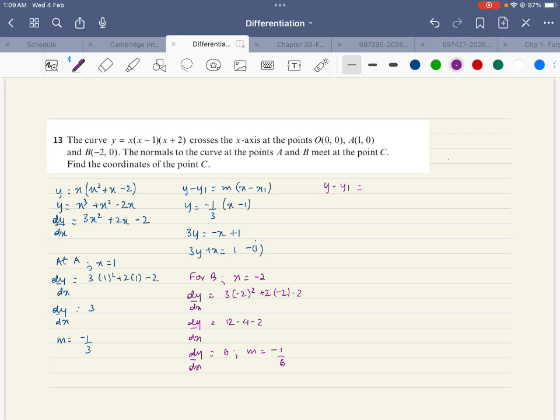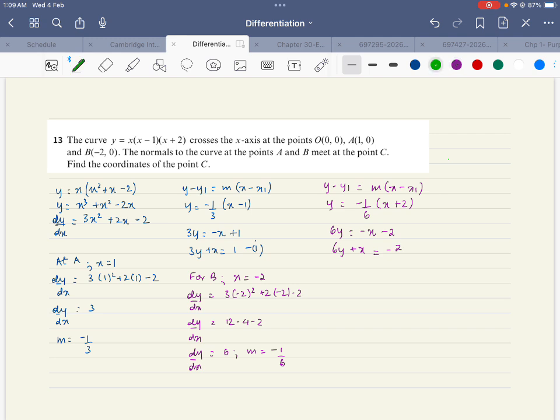y minus y1 equals m into x minus x1. y minus 0, so I am not going to write it, equals minus 1 upon 6 into x plus 2. 6y equals minus x minus 2. 6y plus x equals minus 2.